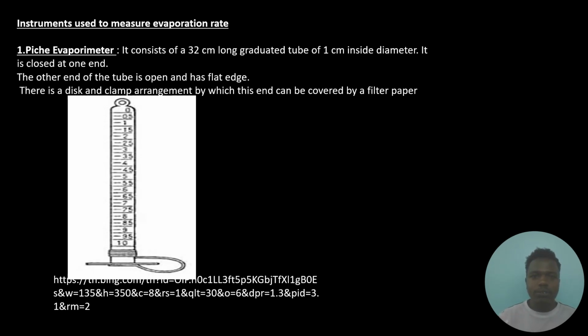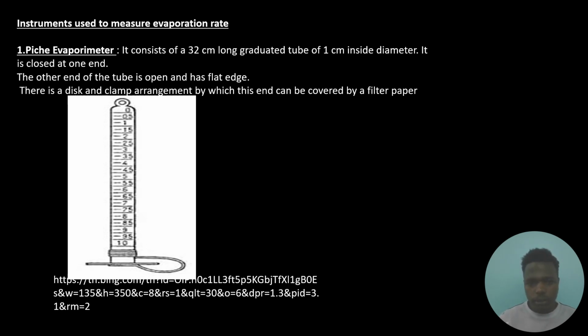There are some instruments used to measure evaporation rate. Piche evaporimeter. The Piche evaporimeter consists of a 32 centimeter long graduated tube of 1 centimeter inside diameter. It is closed at one end. The other end of the tube is open and has a flat edge. There is a disc and clamp arrangement by which this end can be covered by a filter paper.